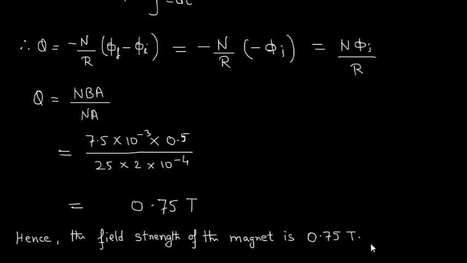Now upon solving we can write Q is equal to minus N by R (phi F minus phi I), which is equal to minus N by R times minus phi I, which is equal to N phi upon R. So Q is equal to NBA upon R. Upon putting the values and solving, we get 0.75 T. Hence the field strength of the magnet is 0.75 T.